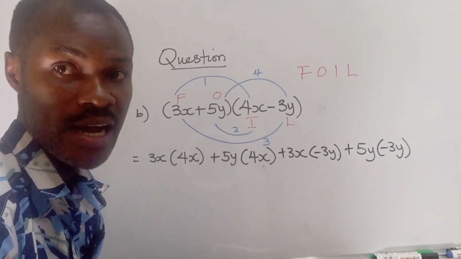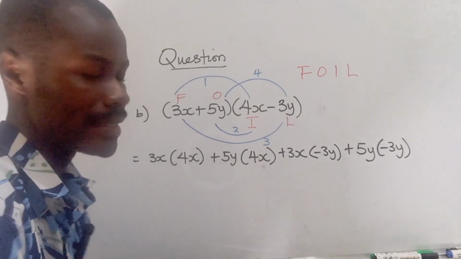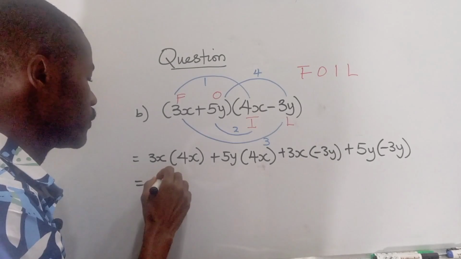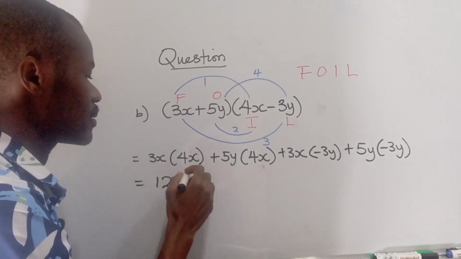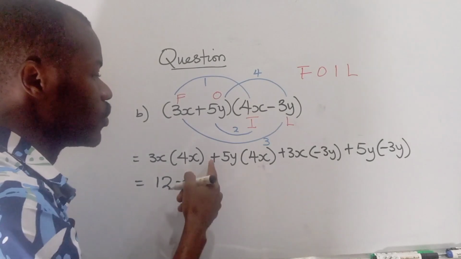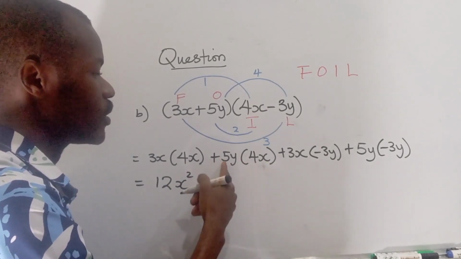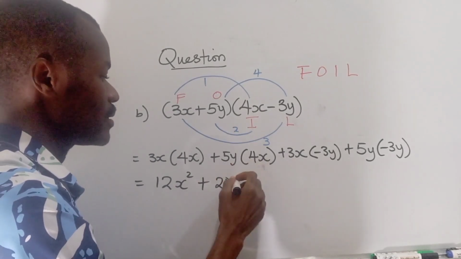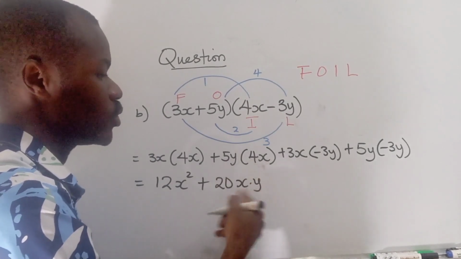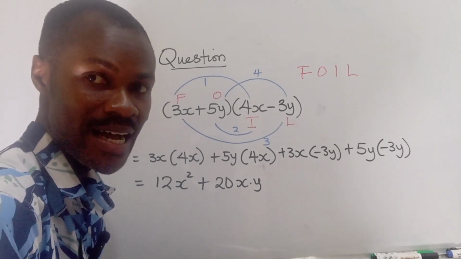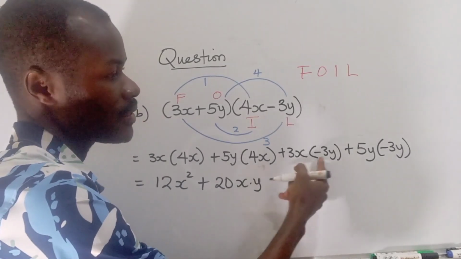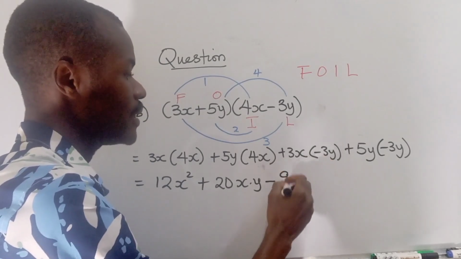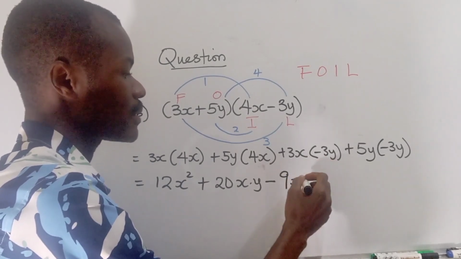So from this, you can now open these little brackets. We're going to have 3x times 4x. 3 times 4 here is 12, x times x is x to the power of 2. So we have plus 5y times 4x: plus 5 times 4 is plus 20, y times x is still xy. You want to rearrange it according to your alphabetical order. So we have plus 3x times minus 3y. Plus times minus is minus. 3 times 3 is 9, x times y is still xy.